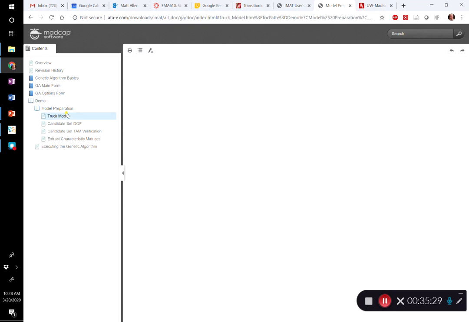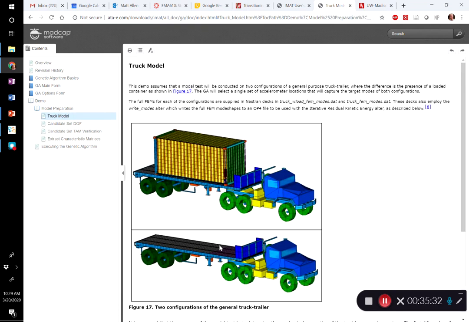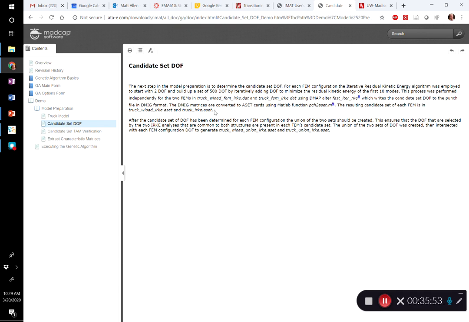In their case, they're demonstrating this on a truck, and they actually make this even more complicated than what we've talked about. They say that we're interested in one set of sensors that will work for two tests, one where the truck's carrying a load and one where it's all by itself. So already they've thrown a little bit of complexity in there. And then they used an algorithm called iterative residual kinetic energy to get a starting set of 500 DOF. And then they used their genetic algorithm to boil that down to a smaller set of ideal DOF.